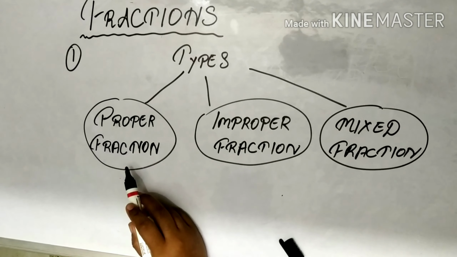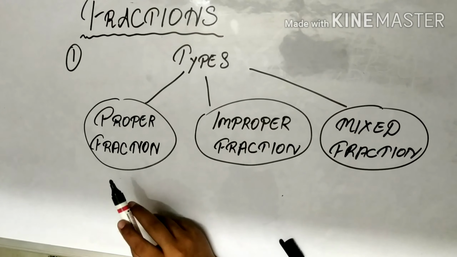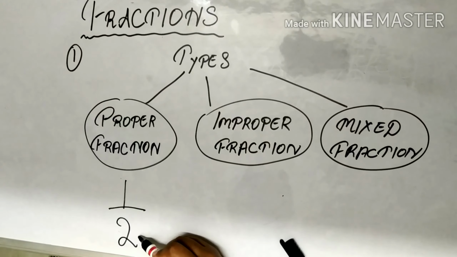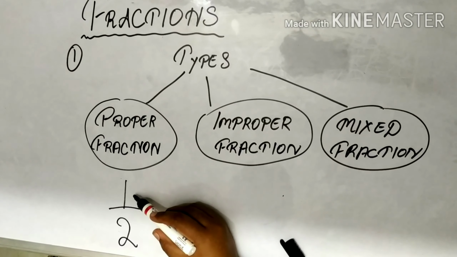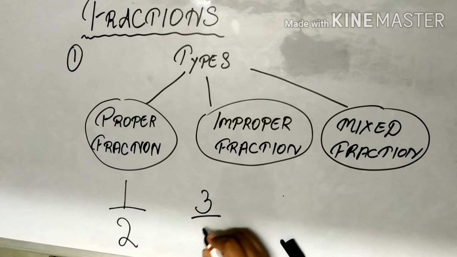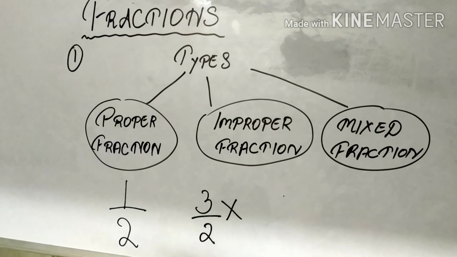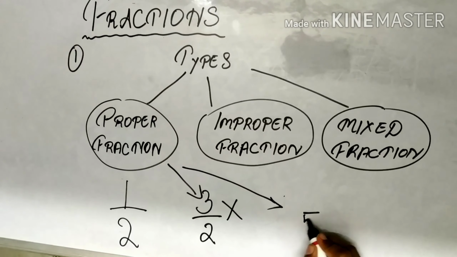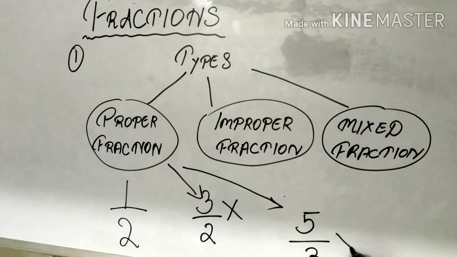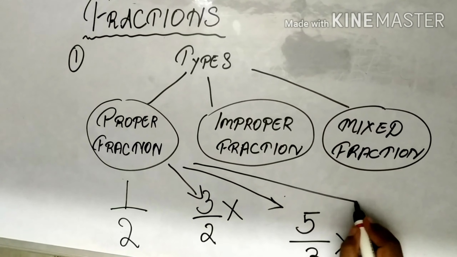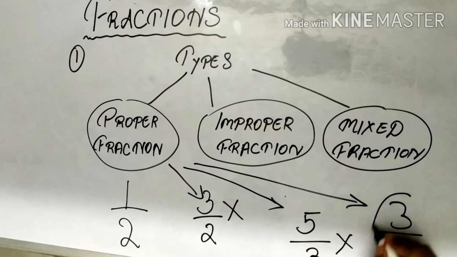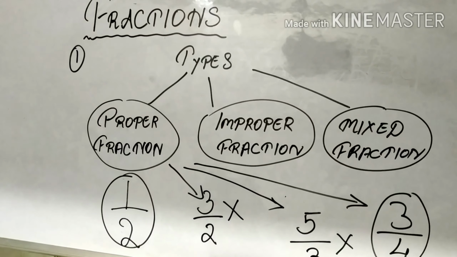Proper fractions are those fractions which are part of a whole. That means the denominator is always greater than the numerator. So 3 by 2 is not a proper fraction, and 5 by 3 is not a proper fraction. While in the case of 3 by 4, this is a proper fraction. These are proper fractions, while these two are not.